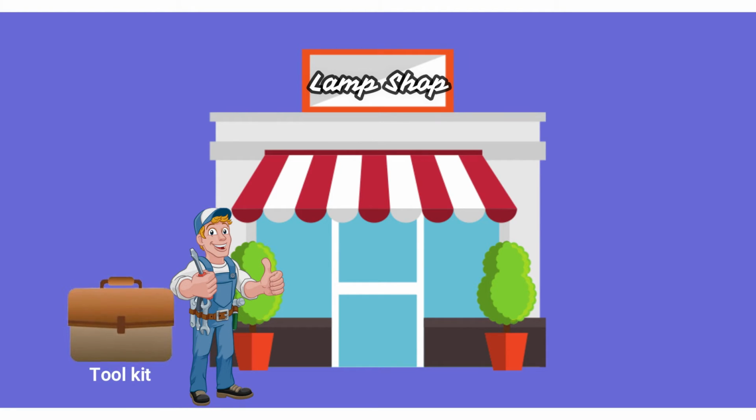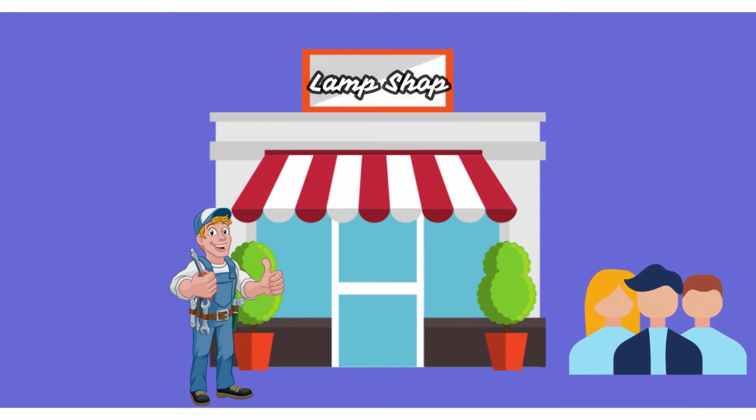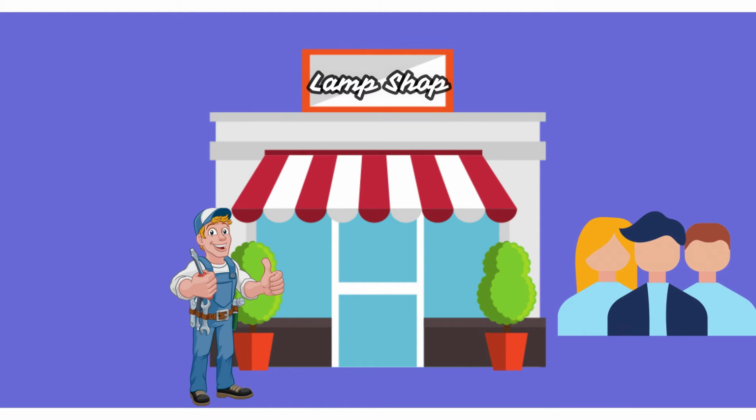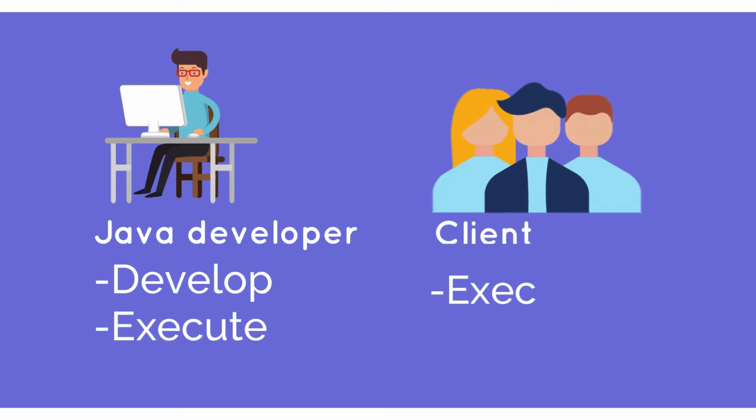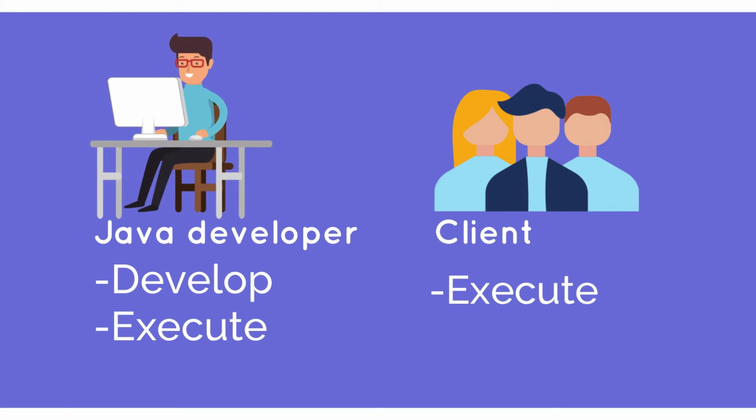He will have all the toolkit which is required to build a new lamp or a variety of different others. Whereas his customer is least bothered about any tools that he is using. They are only interested in buying a new lamp and just using it. So let's take this scenario and try to understand the concept. We can replace the shop owner with a Java developer who is going to develop and execute the code, whereas we can replace the customers with the client who is just going to execute it because they are not bothered about the development part.